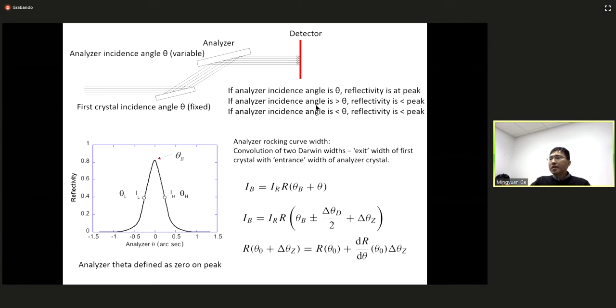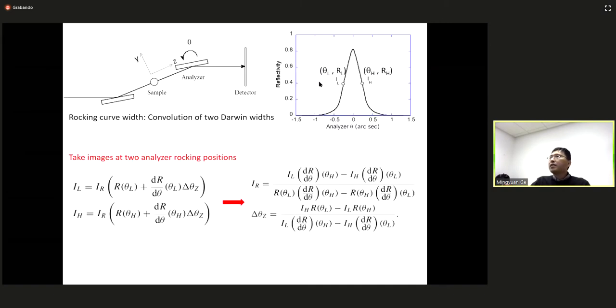Then what we do in the experiment is that we rock the analyzer crystal a little bit. Then the signal will vary from the peak signal to the shoulder signals. So in principle, if there's no diffraction by the materials, these two signals, I left and I right, low and high, will be equal to each other. But if there's an object, it deflects your waves away from the original path, then I left and I right will be different because the rocking angle is different. And by doing this, we can actually calculate what's the theta it is, how the diffraction of your signal it is, and this diffraction is directly proportional to the phase gradient.